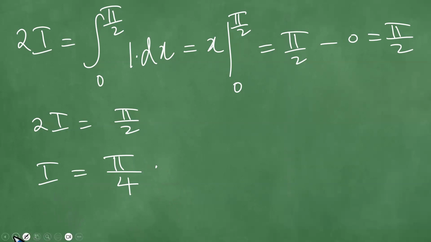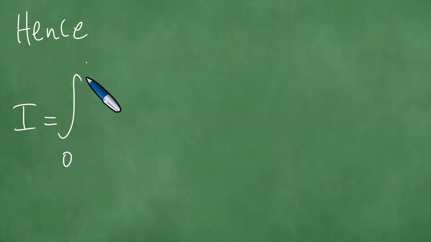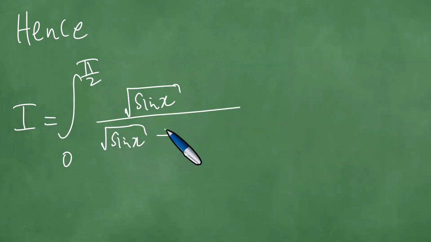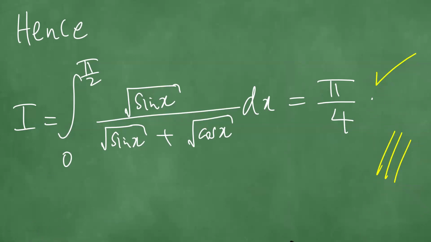And this mentioned, we then proceed to say hence: I, which is the integral from 0 to pi over 2 of the square root of sine x divided by the square root of sine x plus the square root of cosine x with respect to x, this integral here is pi over 4. And this is the result. We have solved this problem step by step, and we are most certainly done.